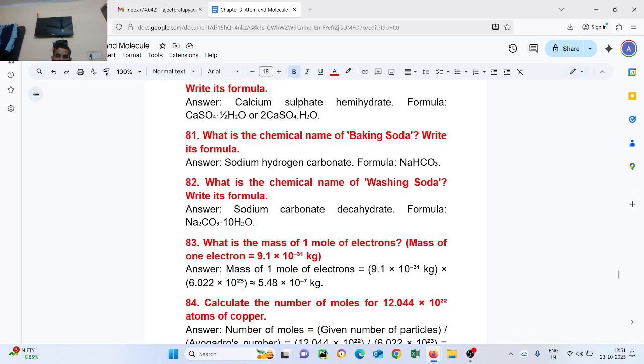Question number 83. What is the mass of 1 mole of electrons? Mass of 1 electron is 9.1 multiplied by 10 to the power minus 31 kg. Mass of 1 mole of electrons equals 9.1 multiplied by 10 to the power minus 31, multiplied by 6.022 multiplied by 10 to the power 23.